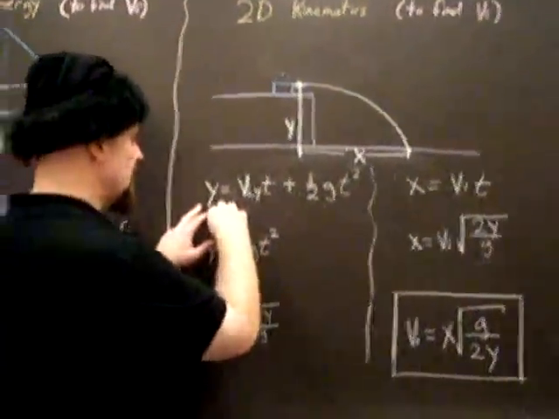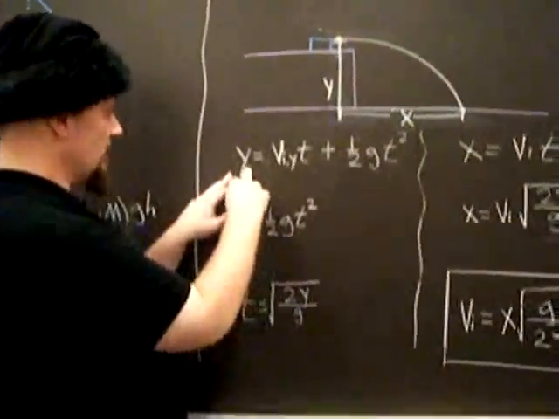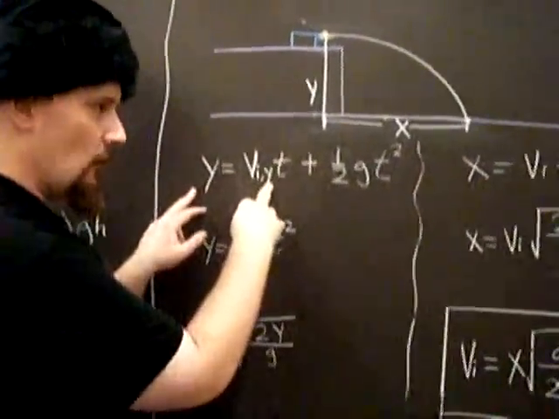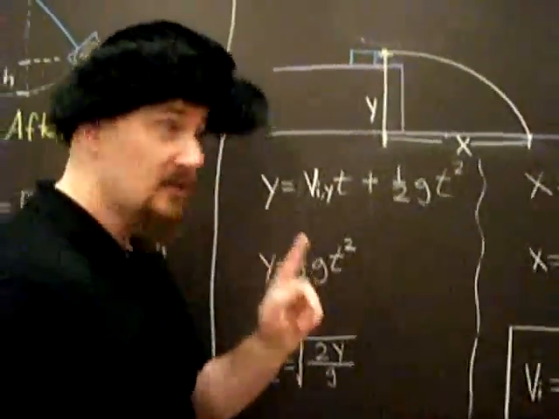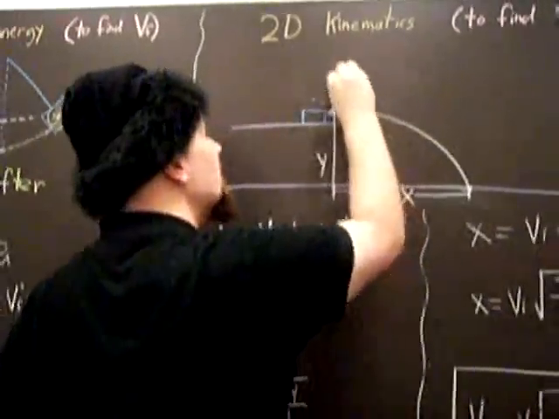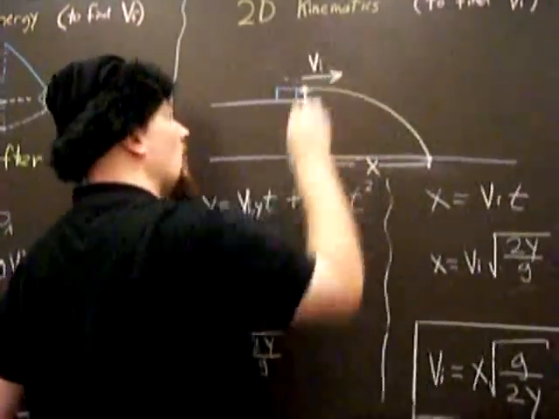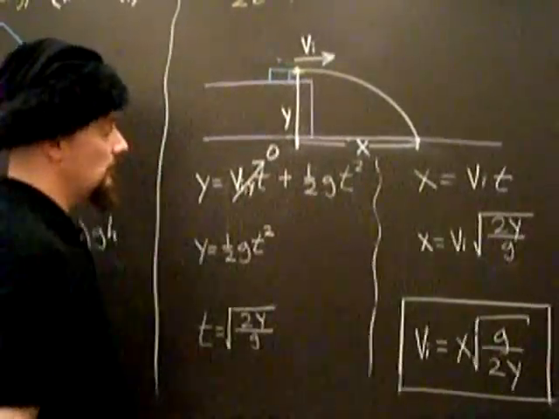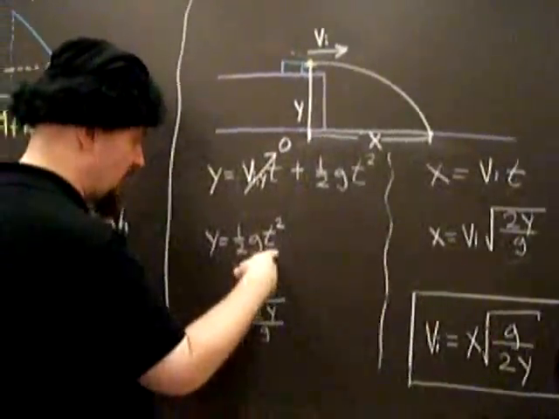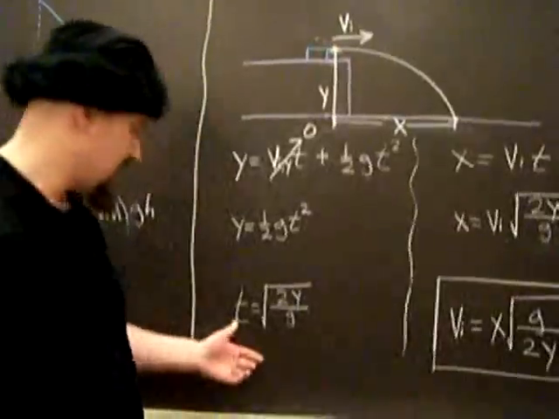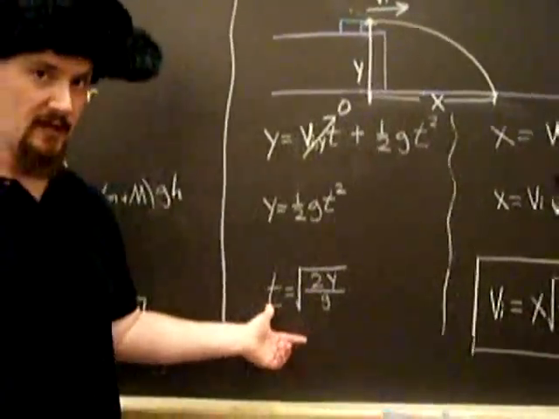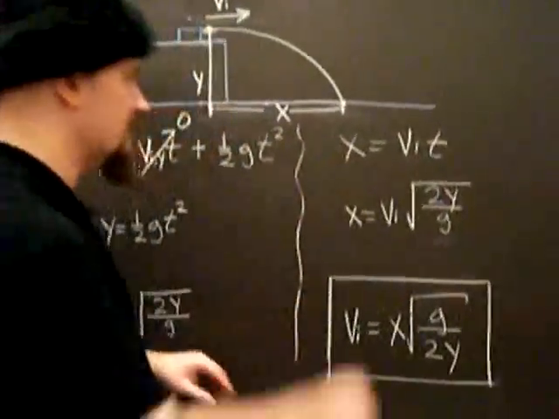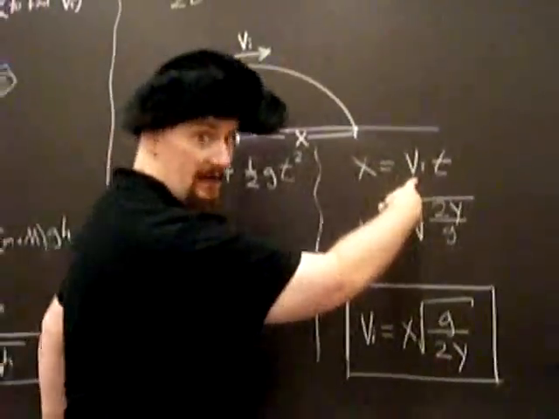Okay, so let's see here. Using our kinematics equation, Y equals VIY, the initial velocity in the Y direction. The velocity initially is all in the X direction, which we just called VI. That's the VI we want. So this is zero, plus 1/2 g t squared, gives us an expression for t: t equals the square root of 2Y over g. Great. So now up here we look at the X component. X equals the VI, that VI we want, times t.